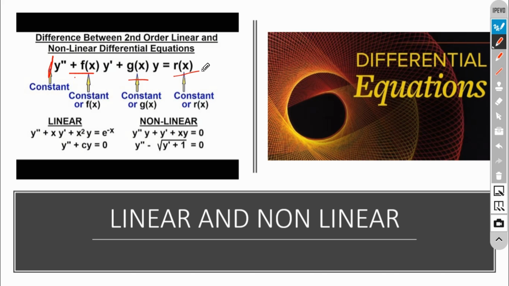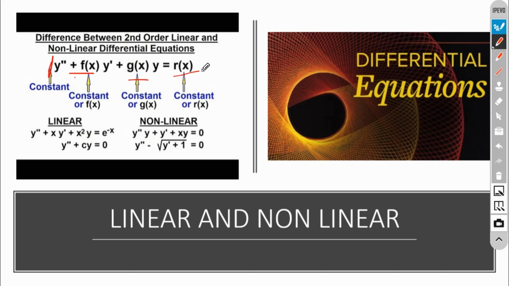The first example of a linear equation is y double prime plus x y prime plus x square y is equal to e raised to the minus x, and the second example is y double prime plus c y is equal to 0. Now we see examples of non-linear equations: y double prime times y plus y prime plus x y is equal to 0, and y double prime minus the square root of y prime plus 1 is equal to 0. So why are these two equations non-linear and the first two linear?